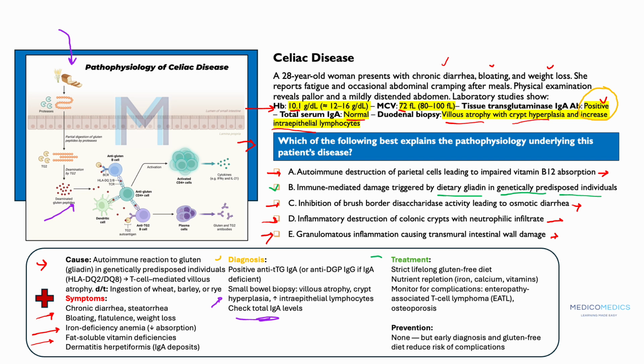Moving to treatment of celiac, a strict lifelong gluten-free diet. That's it. Furthermore, you can also replenish nutrients, especially iron, calcium, vitamins, of course, and monitor for long-term risks like T-cell lymphomas or osteoporosis, etc. Anything that could follow from loss of important nutrients. Prevention, well, there is no true prevention, but early diagnosis and dietary control can definitely prevent complications and improve quality of life.